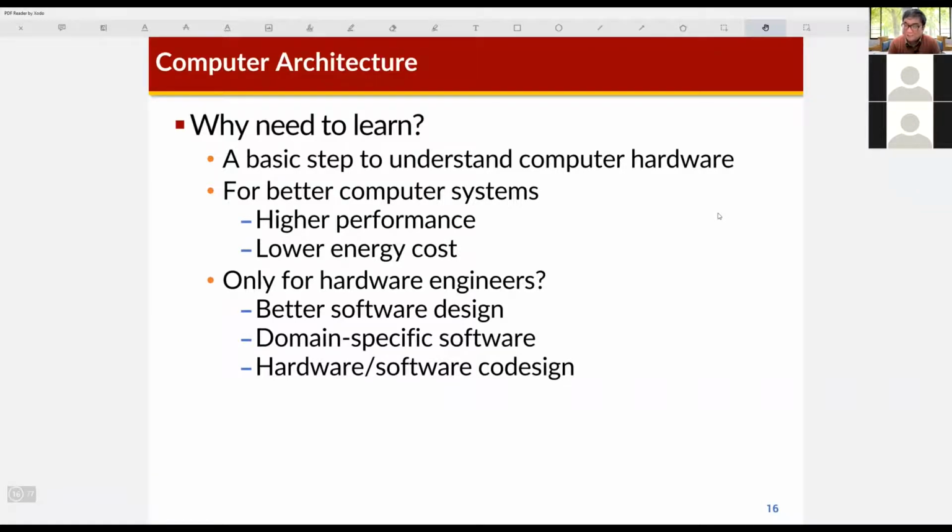Runs well means your software runs fast, and your software consumes lower energy. This aspect is tightly connected to the goal of hardware design for computer systems. I said better computer system means higher performance or low energy cost. That is also applicable to software design. Better software means this software runs fast or smoothly, also runs well.